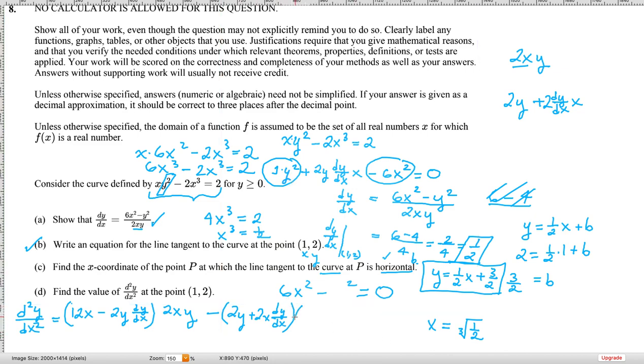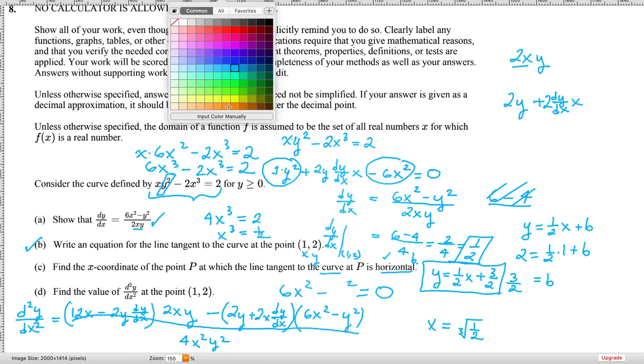And then I have the bottom times the top, 6x squared minus y squared, all over the bottom squared, so 4x squared y squared. And now I want to evaluate this at the point. So again, take your time with this. So let's see what we get.